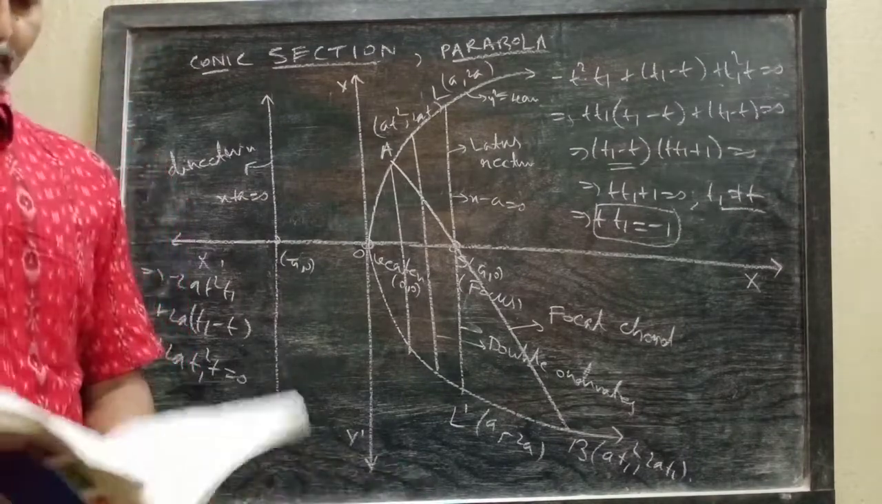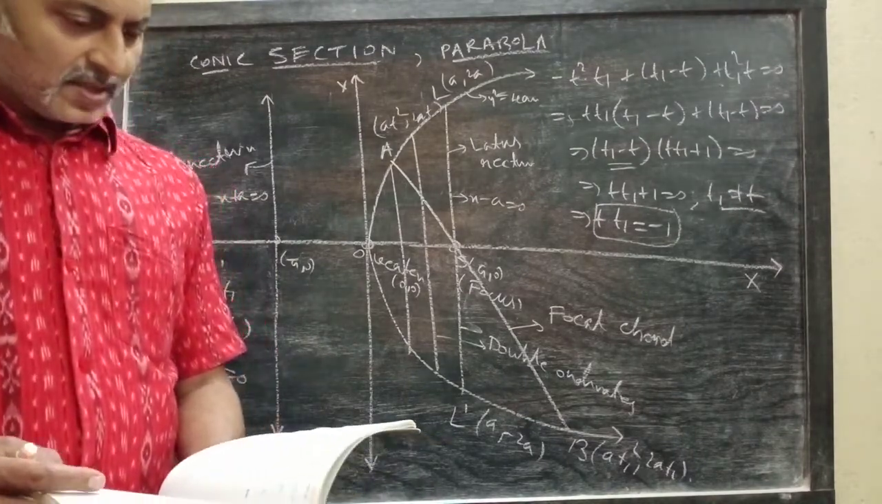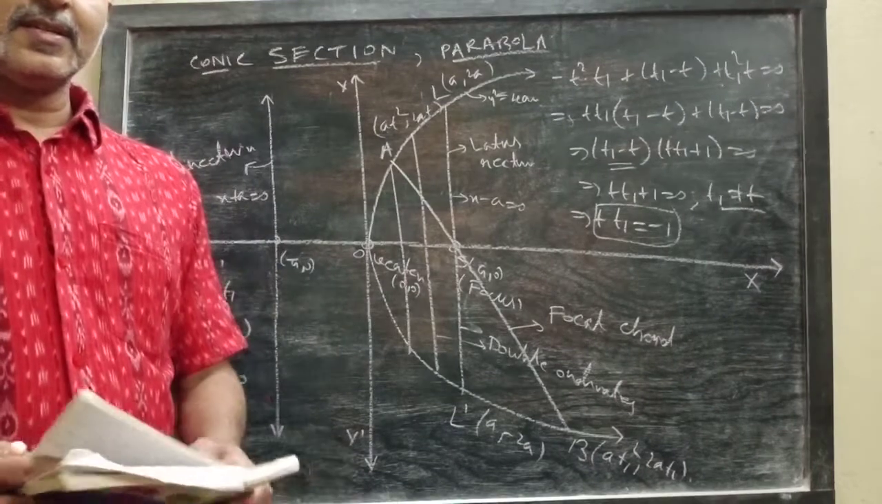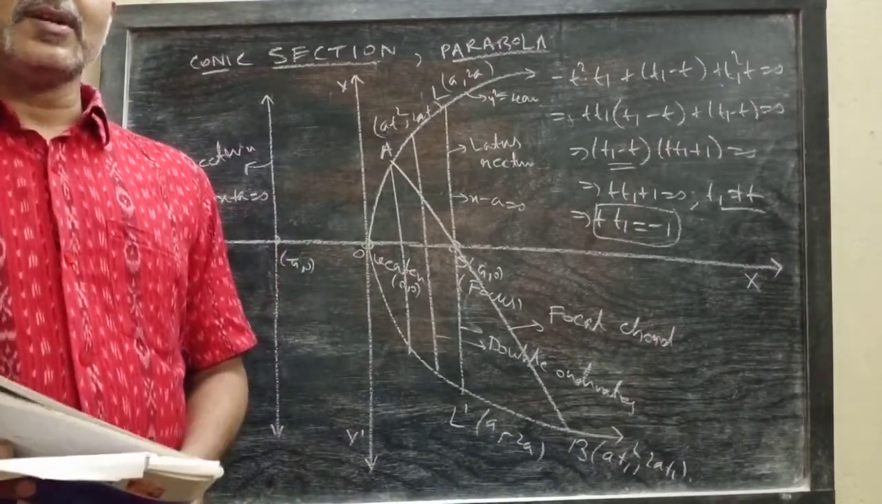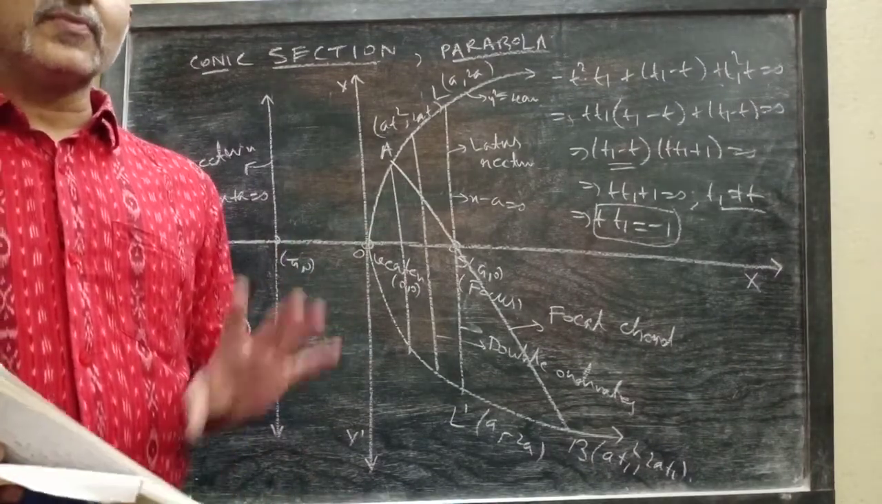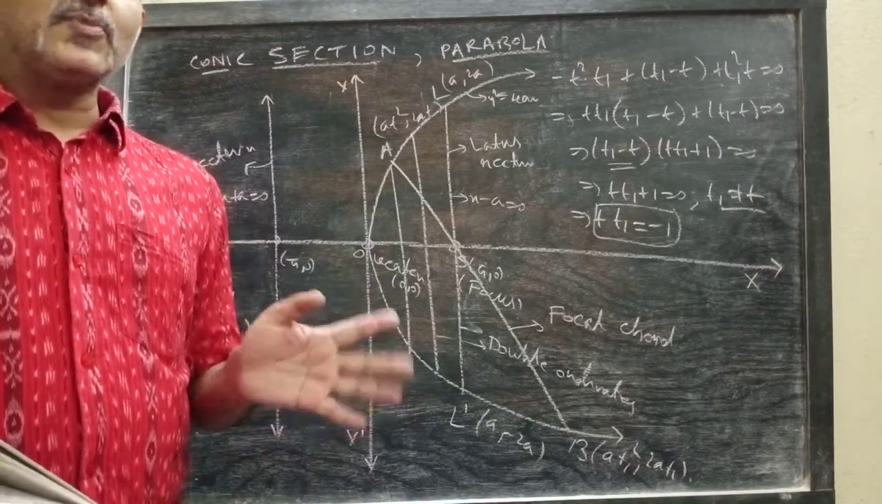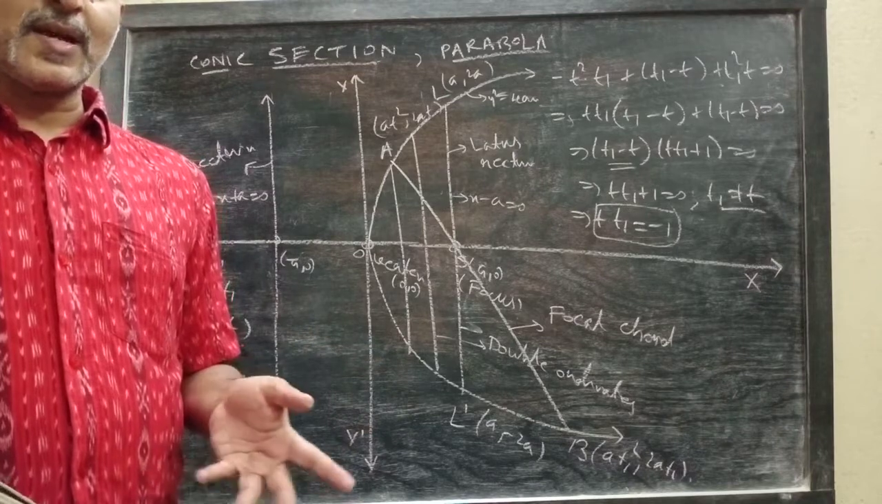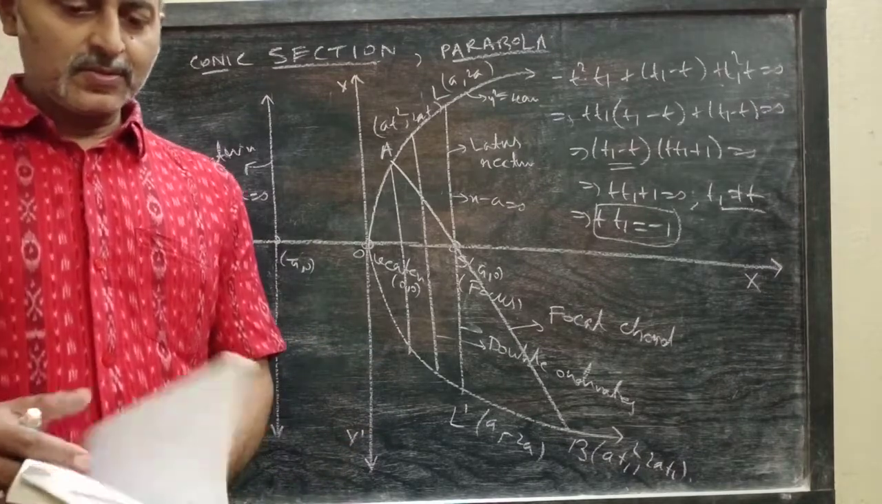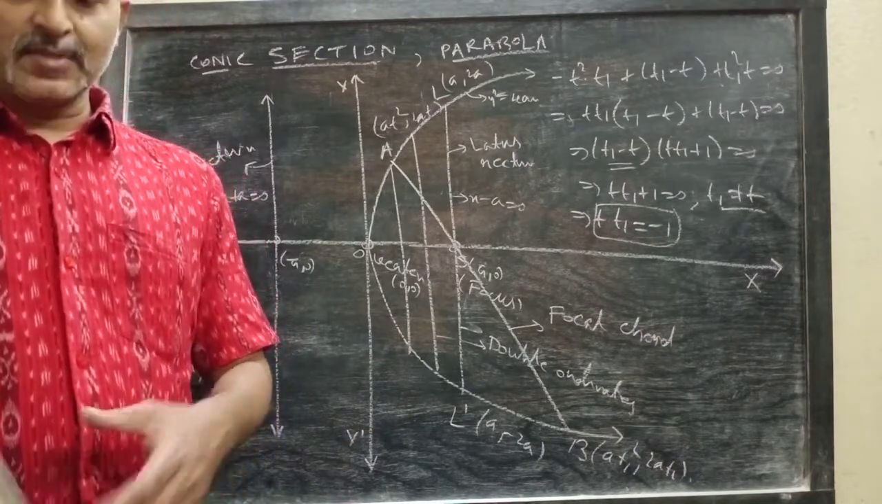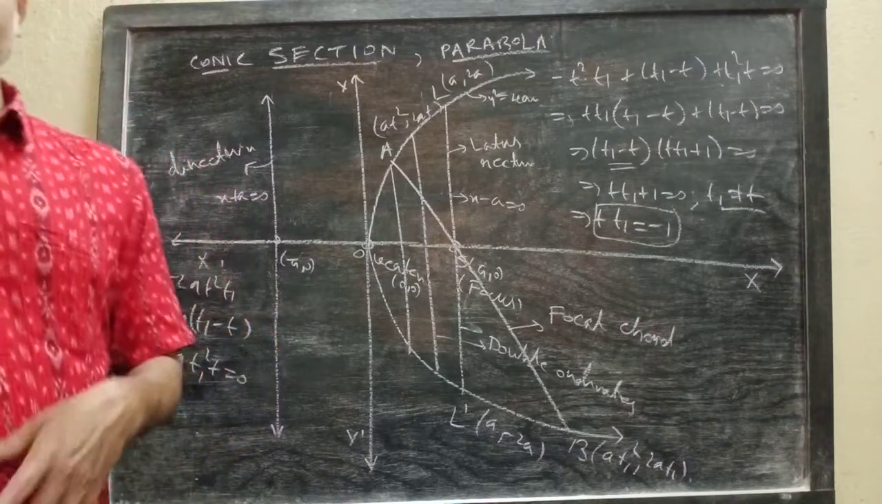Now let us have a short break. After the break, I am coming with 4 different forms of parabola, where each parabola will have its axis parallel to a coordinate axis. So I am coming after the break. Till then, be there.